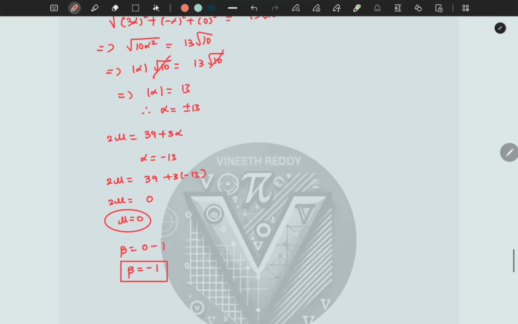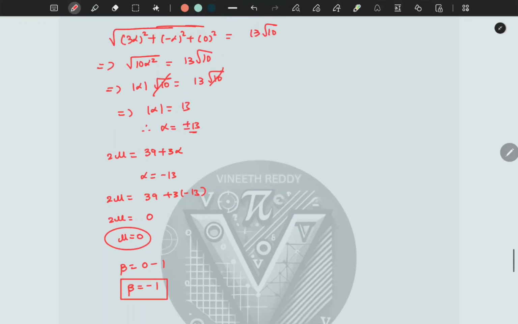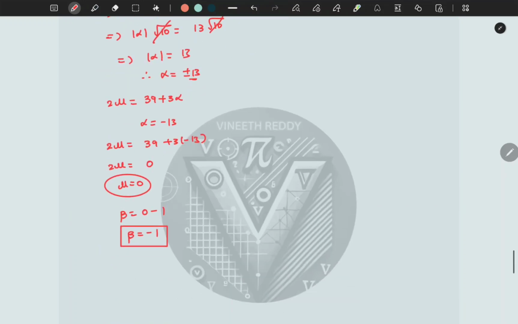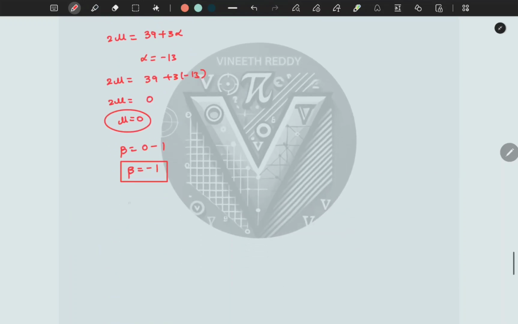So dear students, you may be having a question, what if alpha is 13? You can check it yourself. If alpha is 13, mu will be positive and beta will be positive. So that's why we can reject that value of alpha. So anyways, that means alpha is equal to minus 13 and beta is equal to, I think, minus 1.